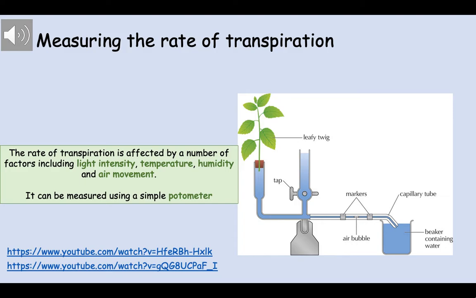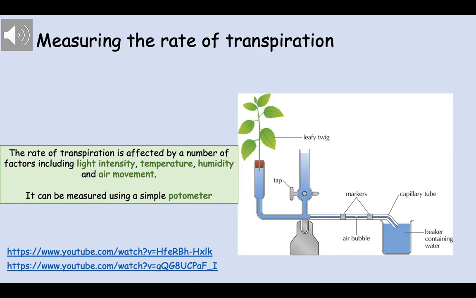And how we do that is with a device called the potometer. So you can see from the diagram here, the potometer is essentially a collection of glass tubes: you have a beaker containing water on one end, and you have a capillary tube that leads up to a plant on the other.